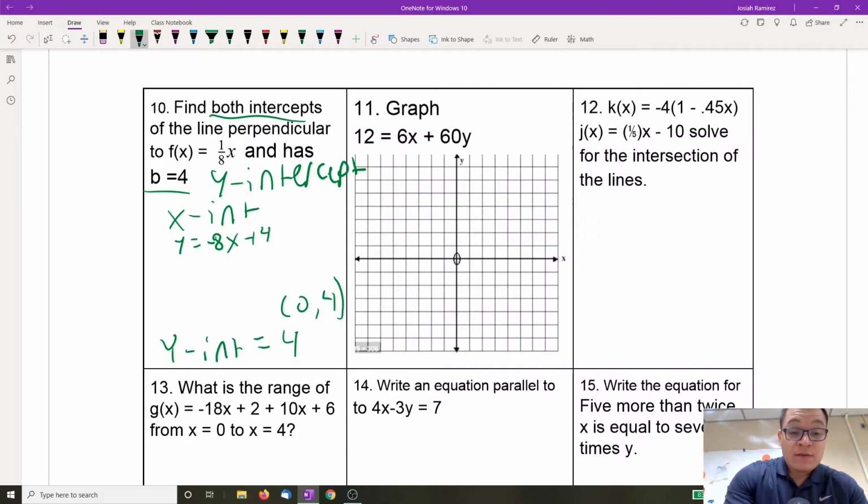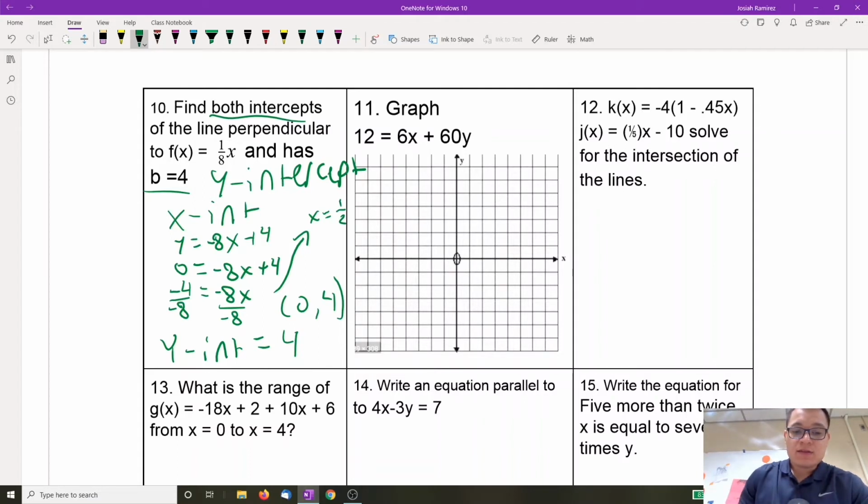Okay, so then for the x-intercept, we're going to put 0 for y, so 0 is equal to negative 8x plus 4. We will cancel out the 4 by subtracting it to the left. We will cancel out the negative 8 times x by dividing by negative 8. And that's going to give us that x is equal to 1/2. So the x-intercept is going to happen at (1/2, 0).